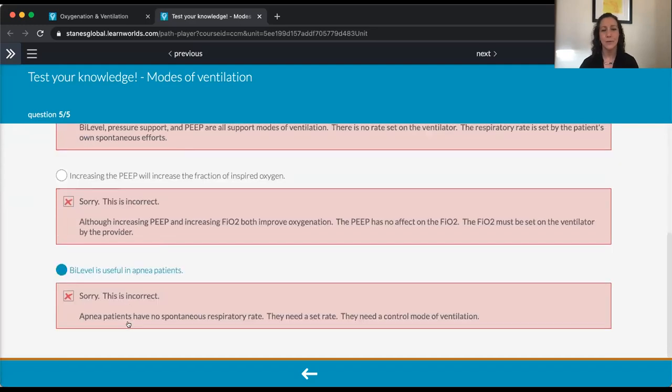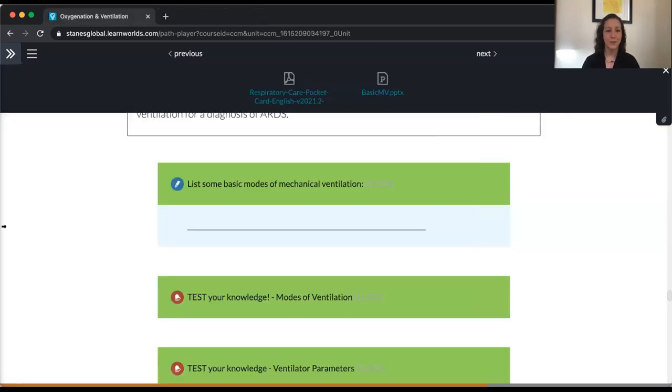Bi-level is not useful on apneic patients. Just like with CPAP, if your patient's not breathing spontaneously, you can't use a support mode. You have to use a control mode. They need help from the ventilator. You all get an A plus, 100%.